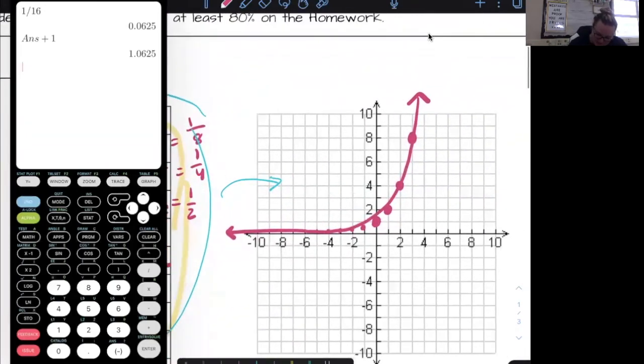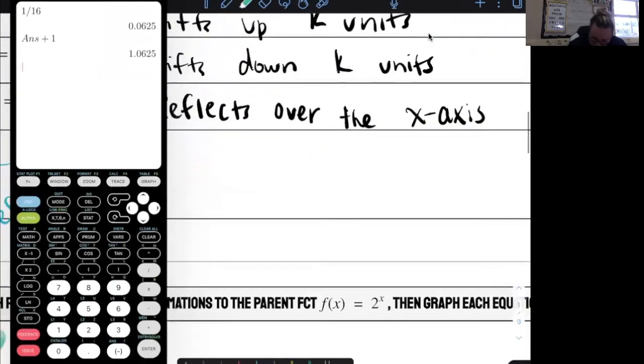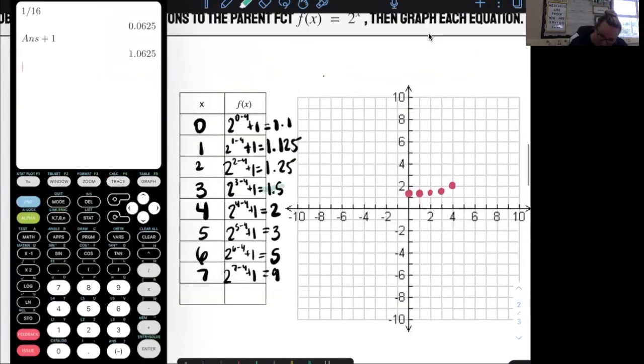And what we begin to see is that instead of our graph approaching 0 like the parent function did, because the parent function got shifted up 1, now we're approaching 1 on the y-axis. So as you can see, these numbers got closer and closer and closer to 1, the smaller x got. So now we're approaching 1 instead of approaching 0 on our y-axis.